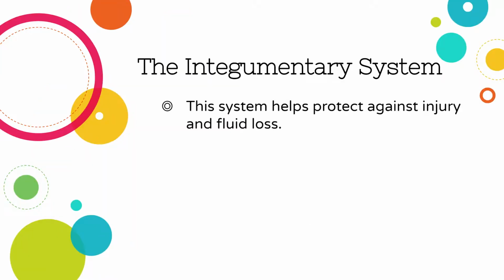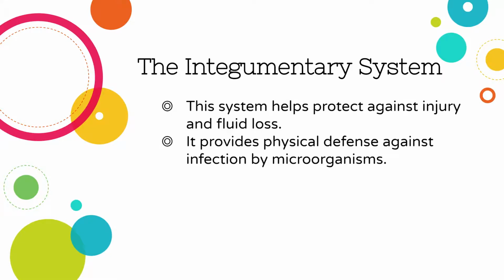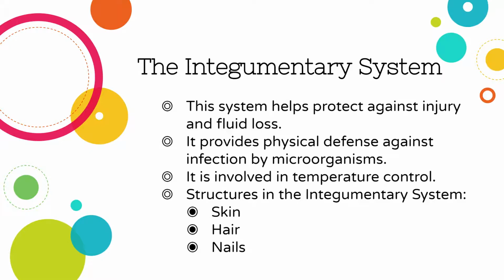The integumentary system helps protect against injury and fluid loss, and it includes one of the largest organs in our body, which is our skin. It provides physical defense against infection by microorganisms, and it is involved in temperature control. Structures in the integumentary system include skin, hair, and nails.